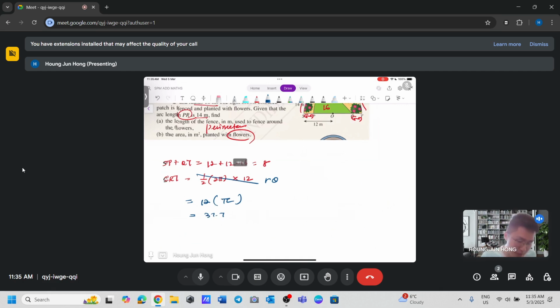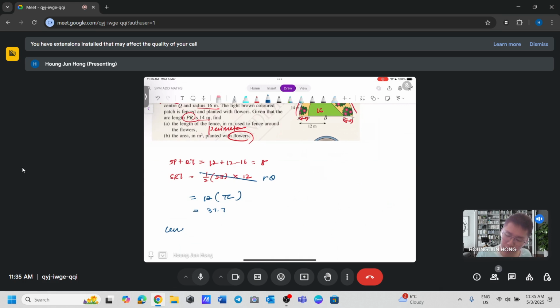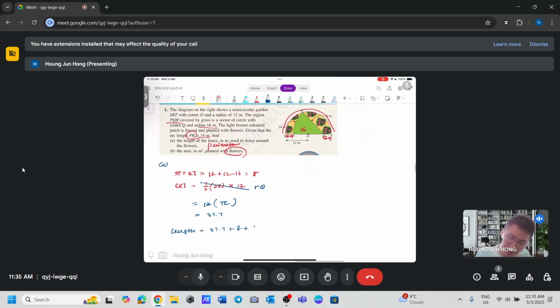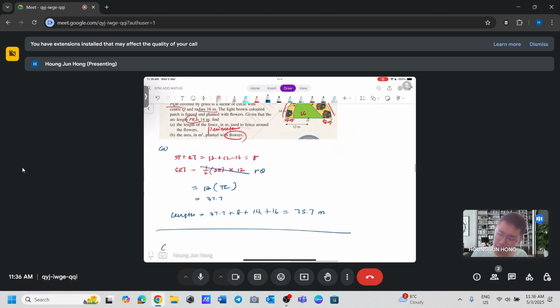With that, we can get everything else. The length would just be everything added together. This is question A, by the way. This one plus 8 plus the two values given, 14 and 16, you will get 75.7 meters. For B, this one is a bit harder.